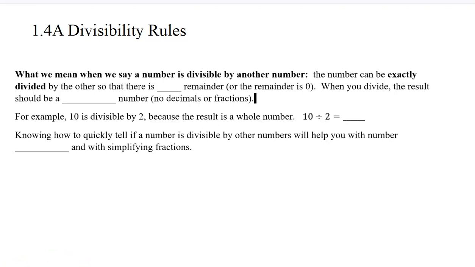Talk about what I mean by when we're asking whether a number is divisible by another. What we're saying is the number can be exactly divided by the other so that there is no remainder, or the remainder is 0. When you divide, the result should be a whole number, right? So we don't want any decimals or fractions in the quotient. For example, 10 is divisible by 2 because the result is a whole number. 10 divided by 2 is 5.